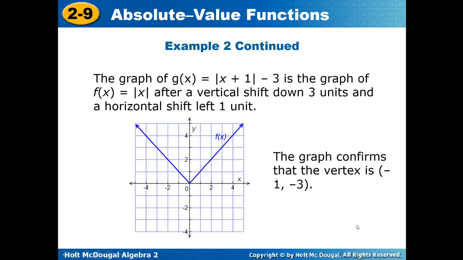First of all, we have our parent function, and then we're going to move the vertex over 1, down 3, and there it is.